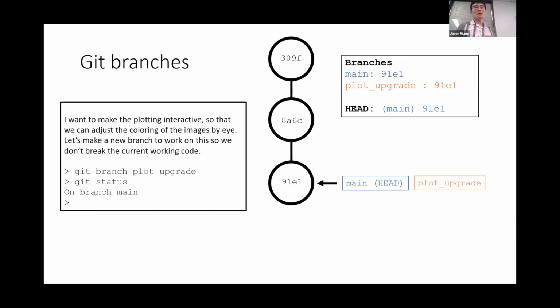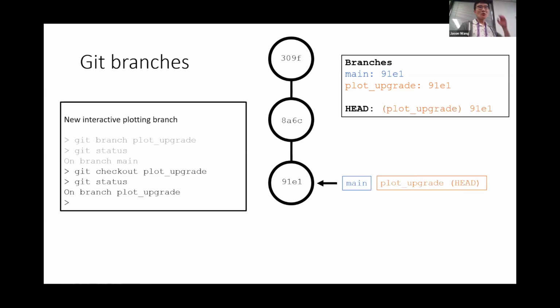So what we've done right now is that we've created a new branch. Our Git commit tree looks the same. We still only have 3 commits. Nothing has happened to our commit tree. What happens is that on our list of branches, we now have a second branch. It is called the plot upgrade branch. It is also pointing to 91E1, which is the same as where main is pointing. So you can see both plot upgrade and main are pointing to 91E1. And the head tells us we're tracking main. So if main ever moves, we're moving. But if plot upgrade moves, we're not moving right now.